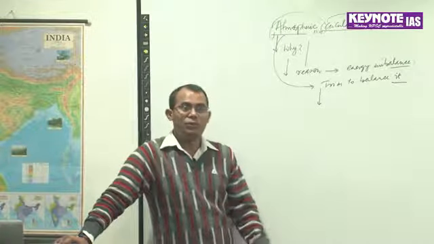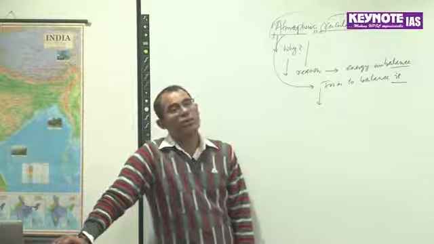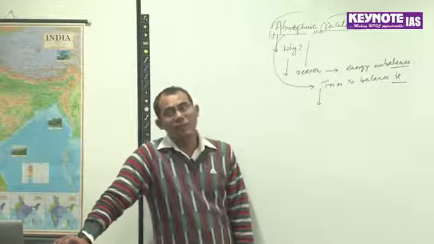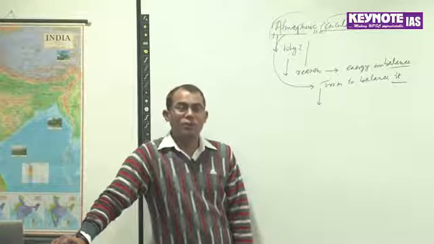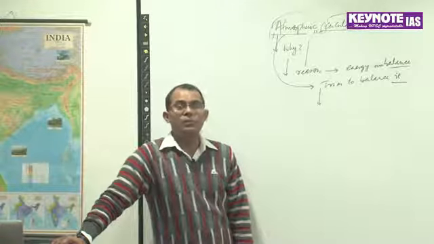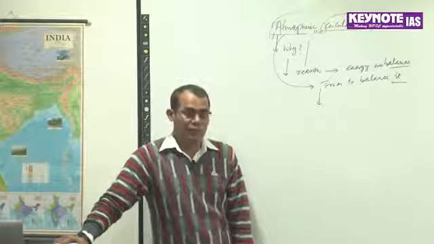So let's assume that atmospheric circulation is not there. So the tropics will be getting hotter and hotter, and the temperate region will be getting colder and colder. So Earth might be a place without habitation. That's the importance of atmospheric circulation.